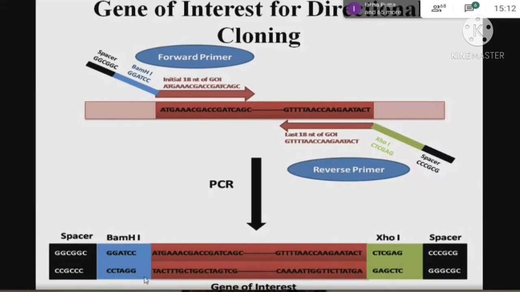In between, there are no restriction sites, but we have added restriction sites. How? Through this PCR. We have added these restriction sites through designing a primer which has these overhang restriction sites. So now the amplified PCR product has BamHI at the 5' end and XhoI at the 3' end. Now this is a double stranded PCR product.